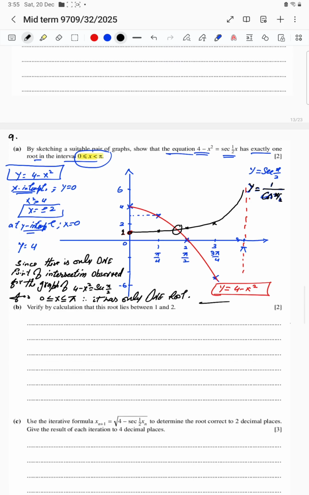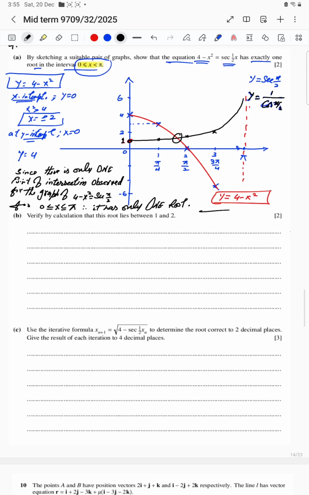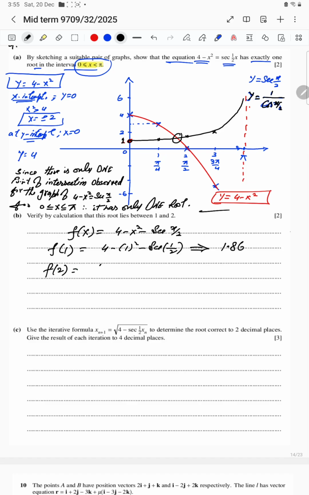Now for the next part B, for verification calculation, you have to state the roots lying between 1 and this. For this case, first make all the terms equal to 0: 4 minus x square minus secant of x by 2. Now for 1, do replace 1 here, a simple case, free marks. Calculator must be in radian mode. Do it, you will get 1.86. And now for 2, 4 minus 2 square minus secant of 2 by 2, we'll calculate it, minus 1.85.